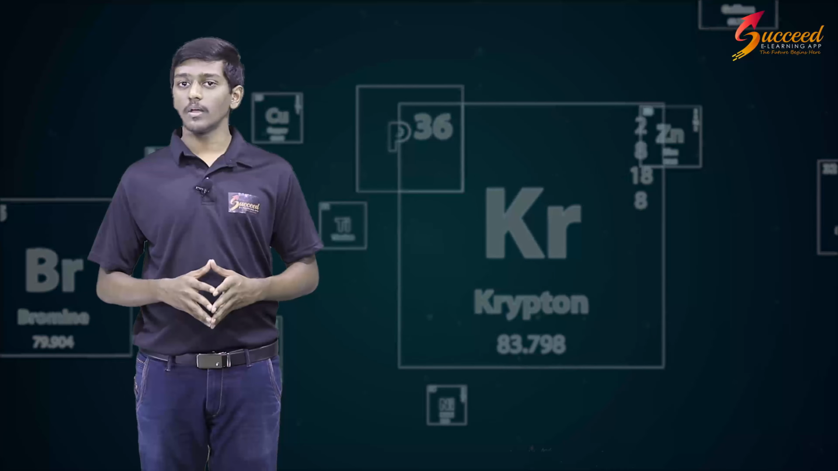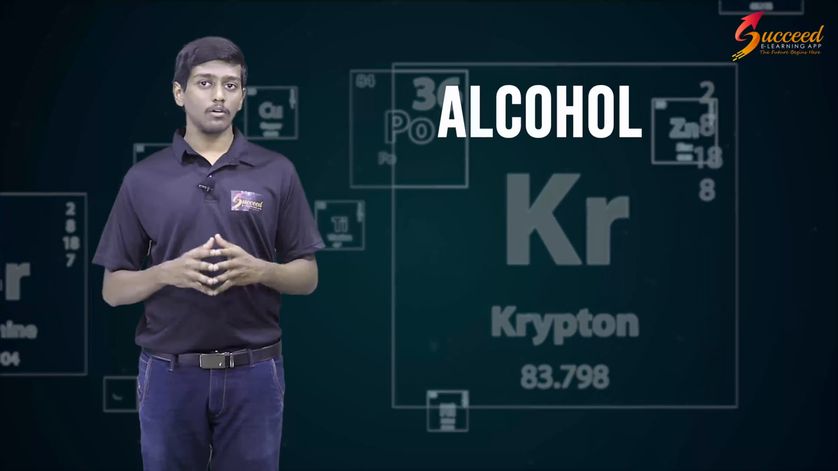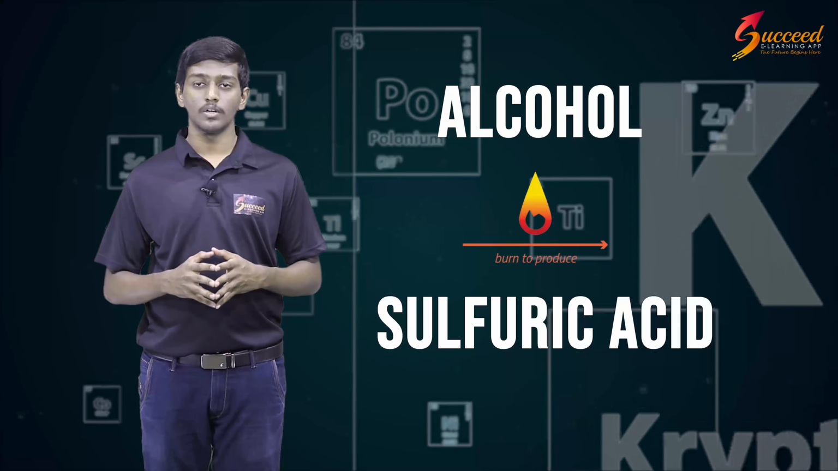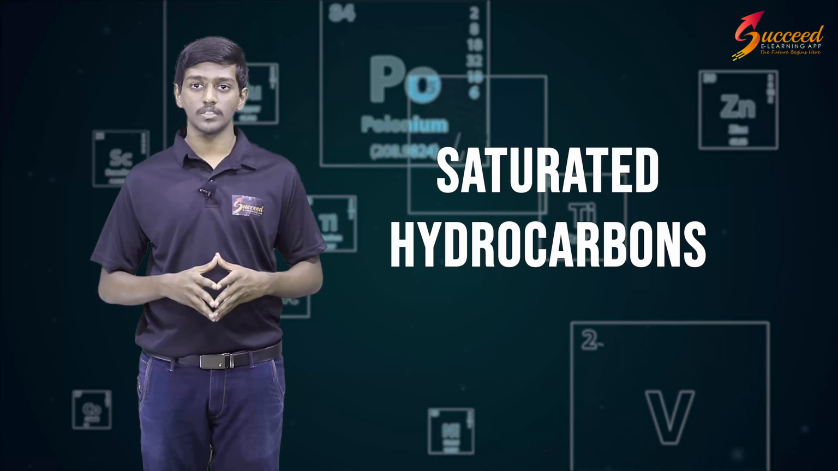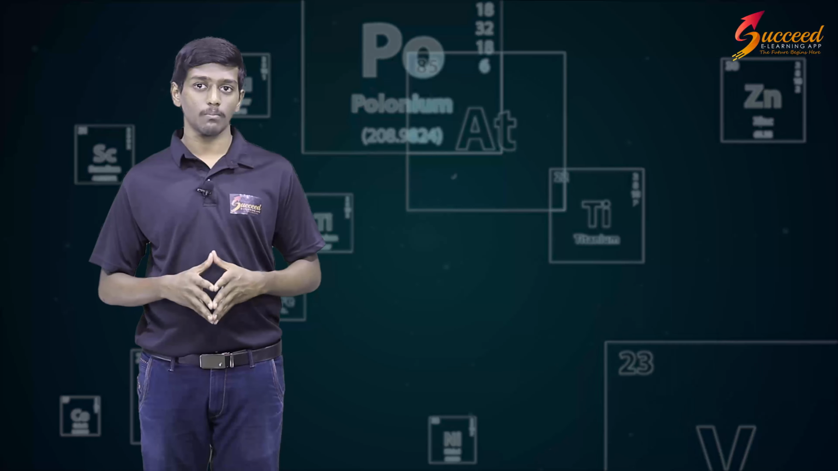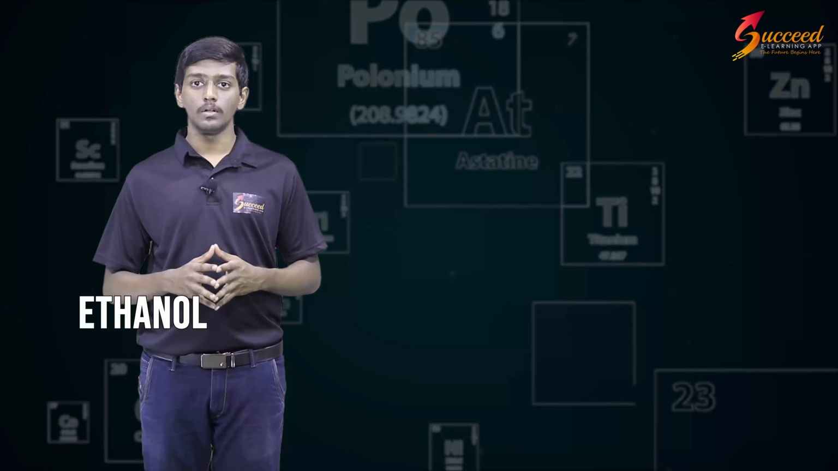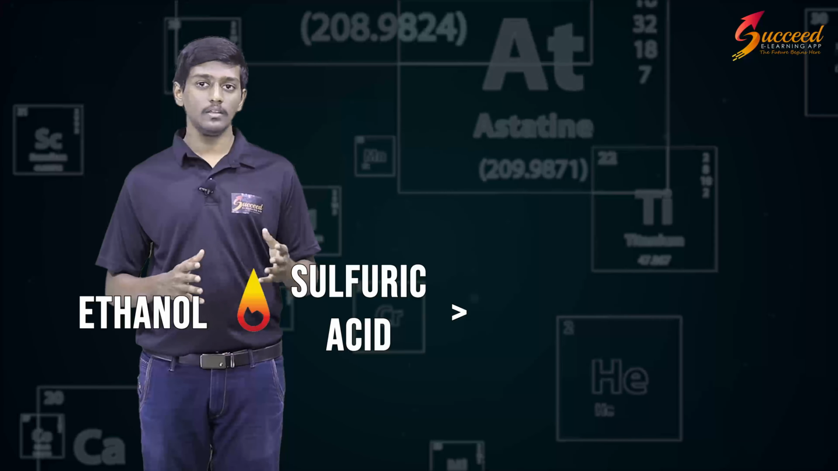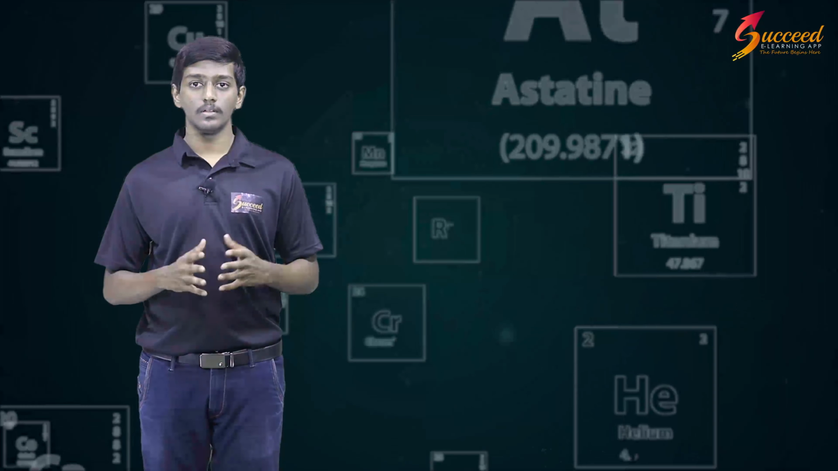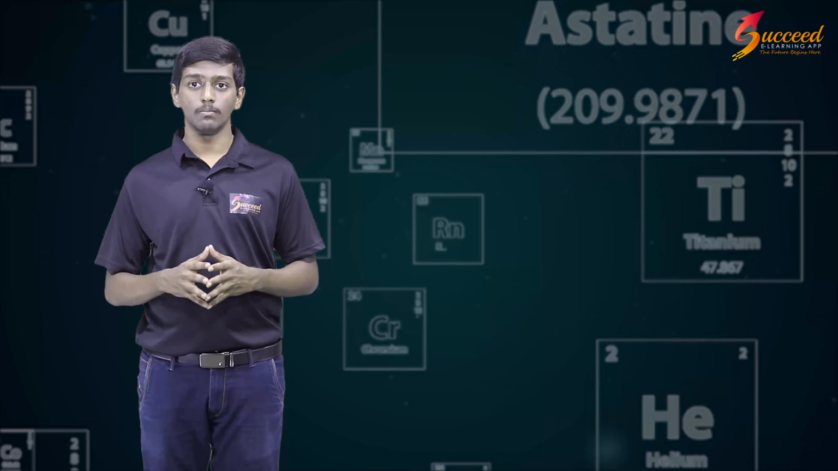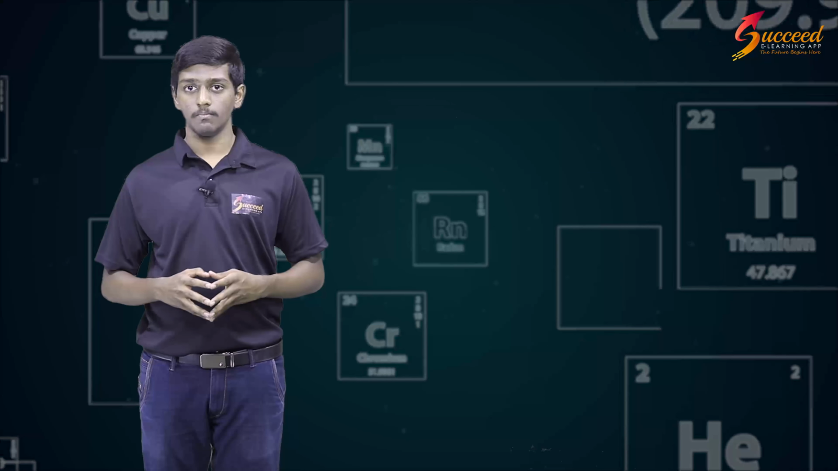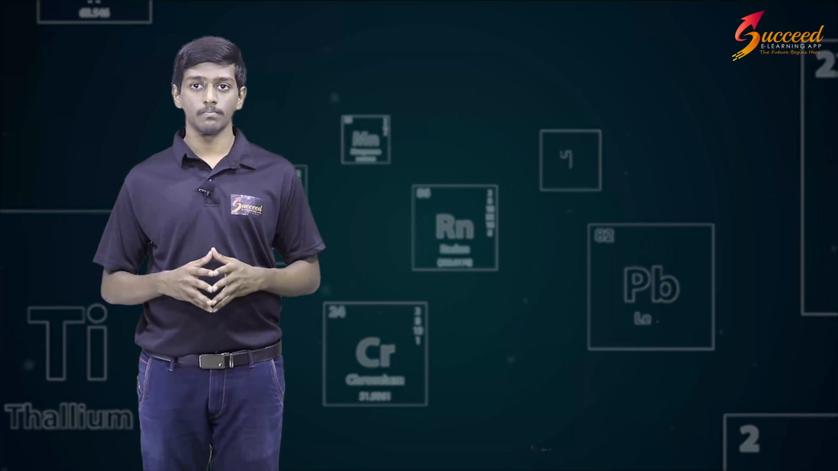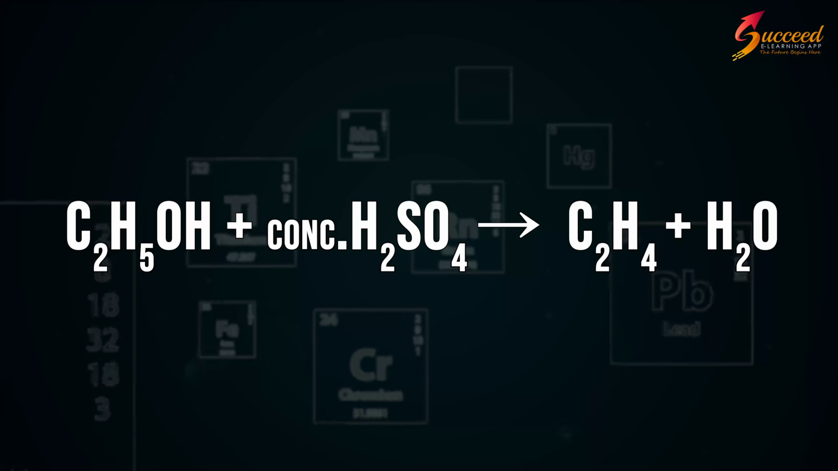Now let us see another type of reaction. When alcohols are heated in presence of sulfuric acid, we get unsaturated hydrocarbons. Let us take the example. Ethanol heated in presence of sulfuric acid gives ethene plus water. This is a dehydration reaction because water is removed and sulfuric acid acts as a dehydrating agent. The equation is.